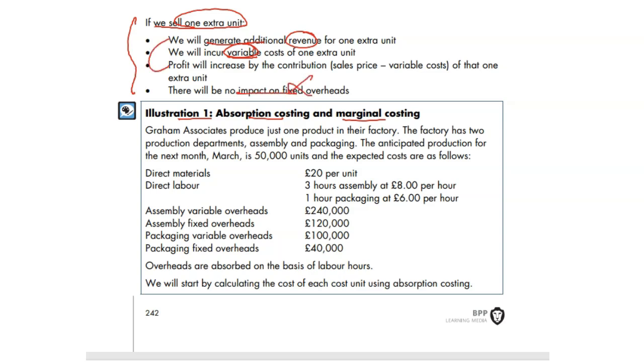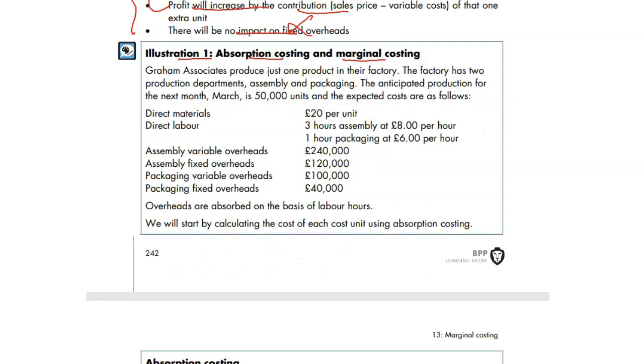When we sell more, we make more profit. Profit is going to be increased by the contribution amount. These are the things that happen if we sell 1 extra unit. Let's go over absorption costing and marginal costing. Absorption costing includes FC, fixed cost, along with VC, so VC plus FC. And marginal costing is VC only, variable cost only.